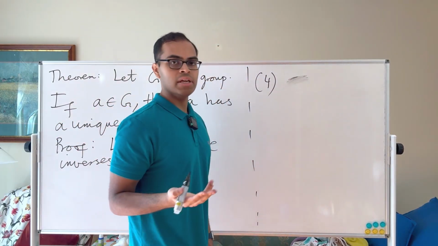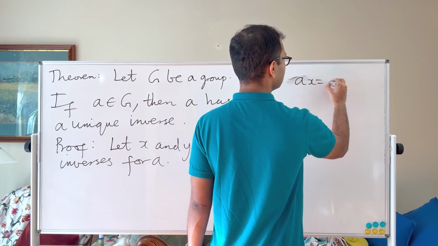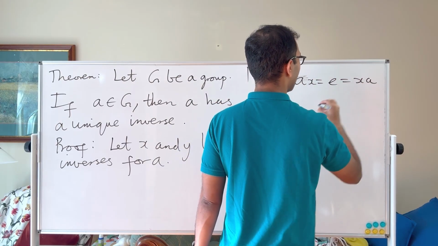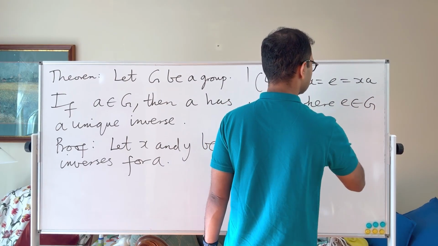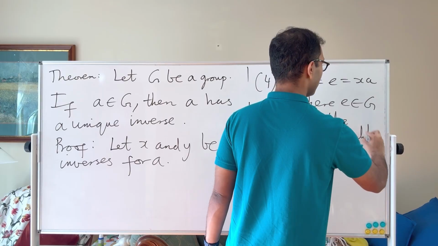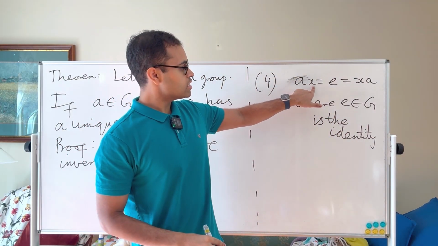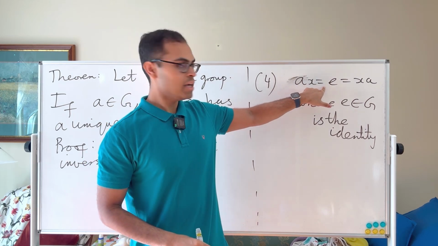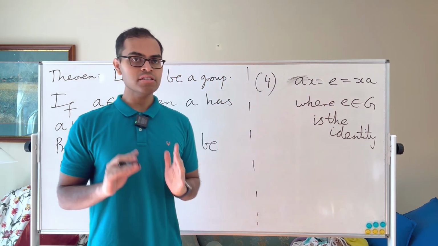It says existence of inverses. In the case of x being an inverse of A, we know that AX = E = XA, where E is the identity in G. So that's the axiom for inverses, and we're going to observe that in this axiom, the first equality says X is a right inverse of A, and the second equality says X is a left inverse of A. This is going to be very crucial.